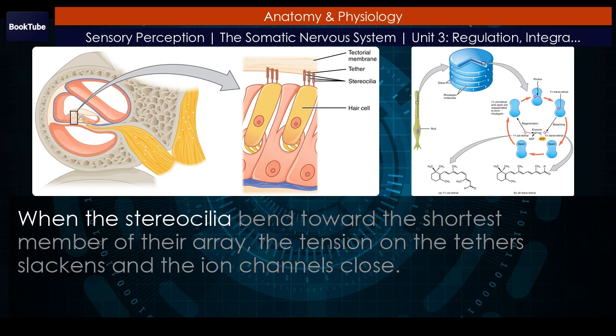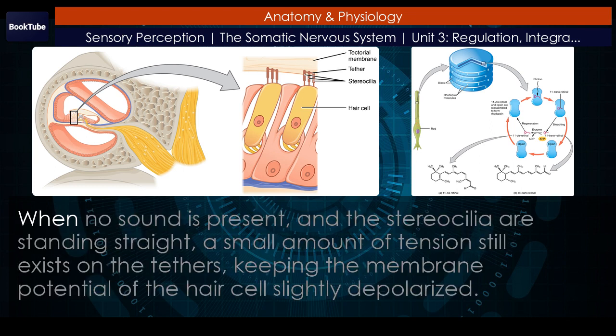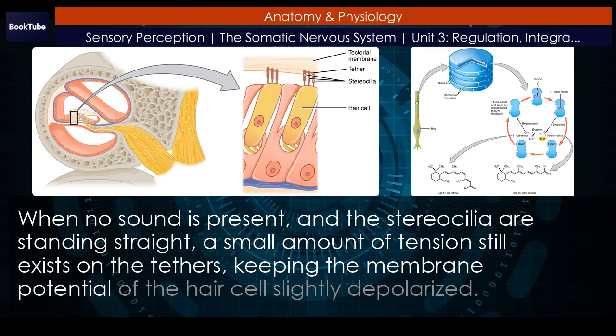When the stereocilia bend toward the shortest member of their array, the tension on the tethers slackens and the ion channels close. When no sound is present, and the stereocilia are standing straight, a small amount of tension still exists on the tethers, keeping the membrane potential of the hair cell slightly depolarized.